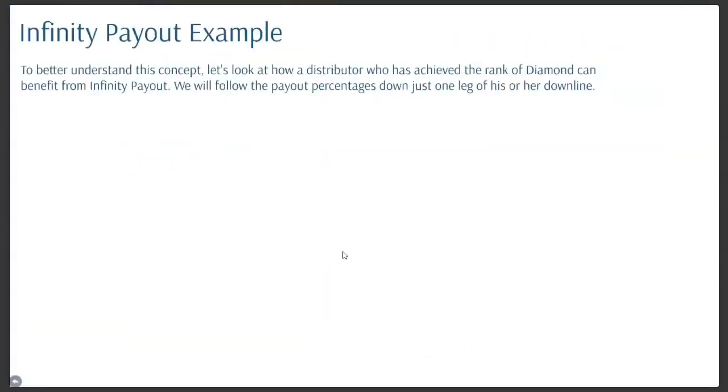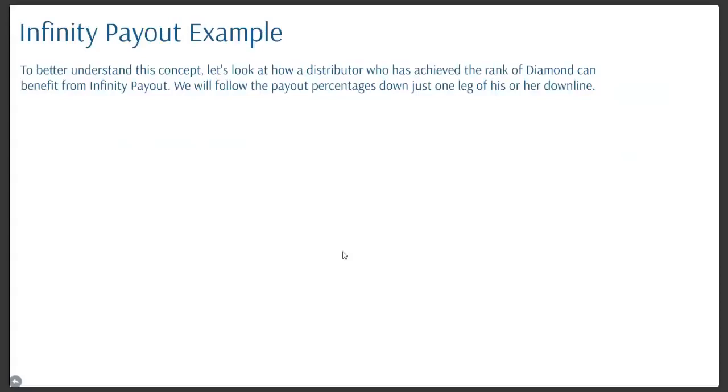So to better understand this concept, let's look at how a distributor who has achieved the rank of diamond can benefit from infinity payout. I don't want anybody to think, oh, well, diamonds, they have 1% and it's not like this huge benefit. Well, it actually is. It can be very powerful, and I want to show that in this example so that you can get excited about it early on in your experience with 4Life, or get people excited about experiencing this early on in their experience with 4Life.